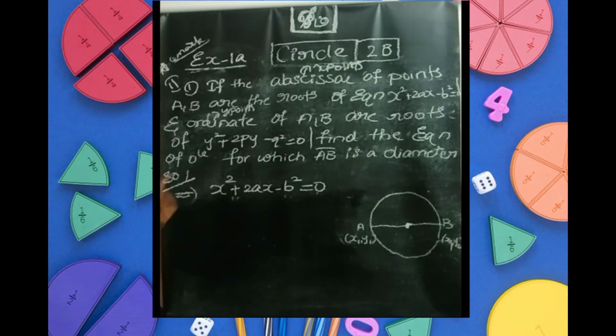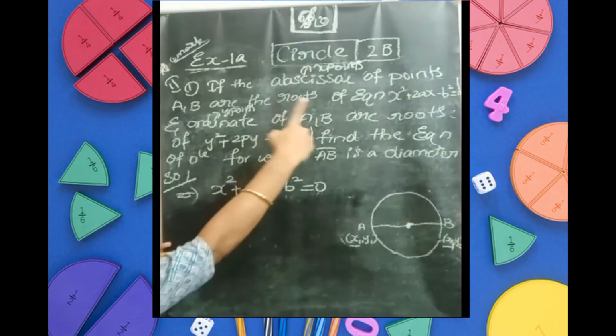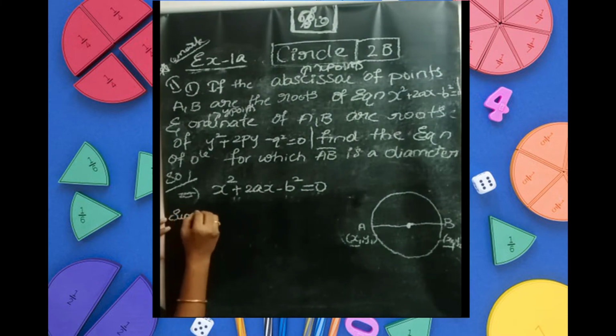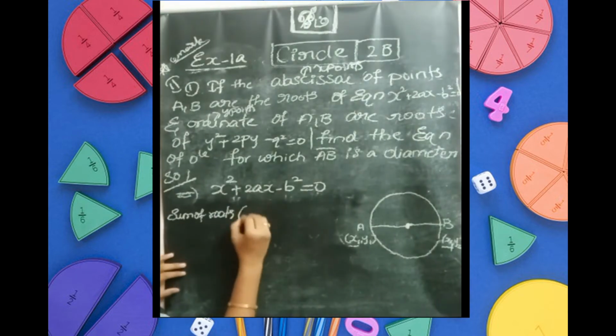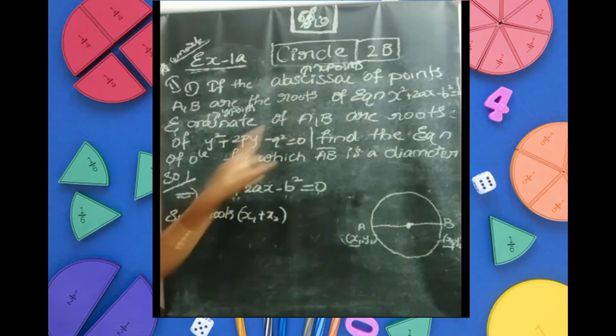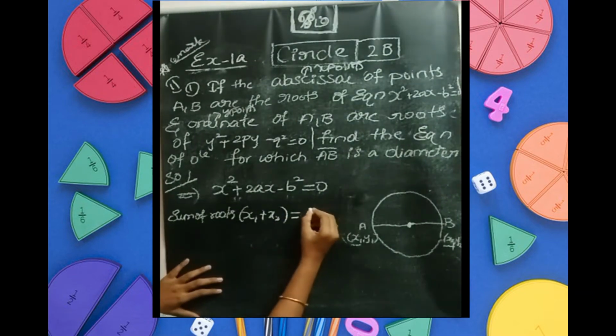So we have to substitute the roots. First, the x points of the roots. This is x1, x2, the abscissa. So they have given the x points. First we have to find the sum of the roots, x1 plus x2. What points have they given? x1 plus x2 equals what? The formula for this is minus b by a.